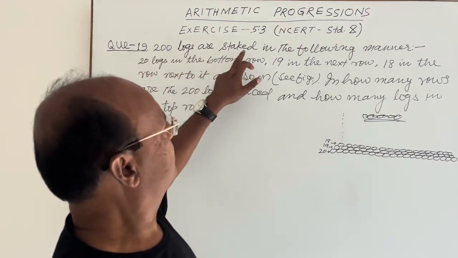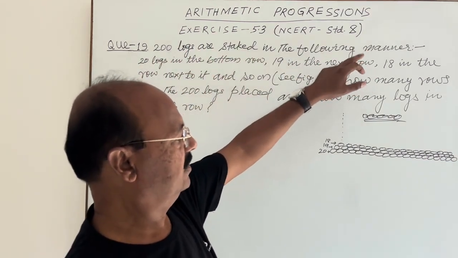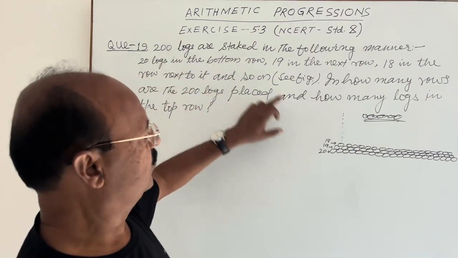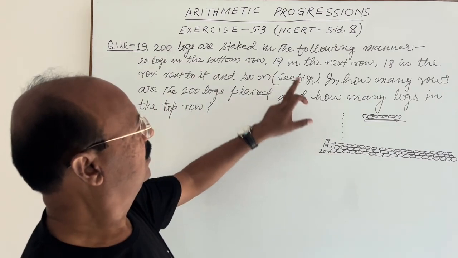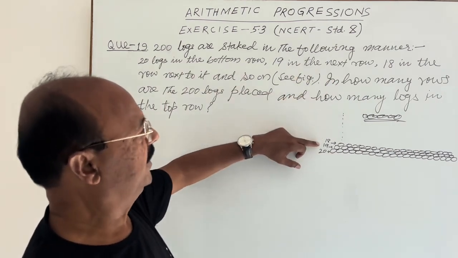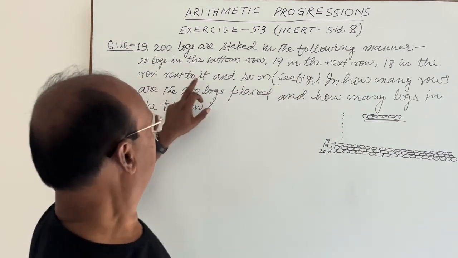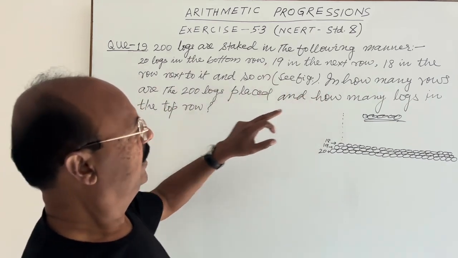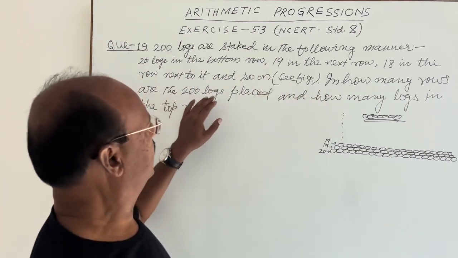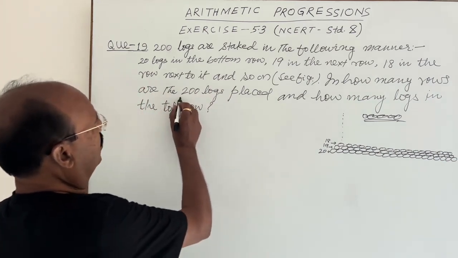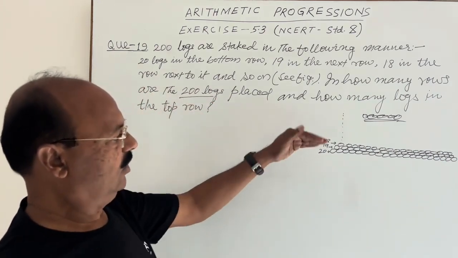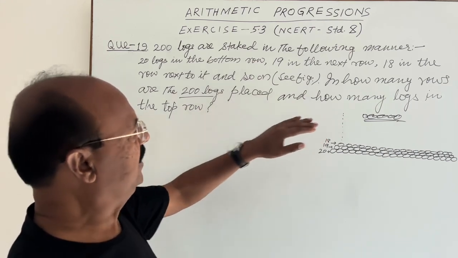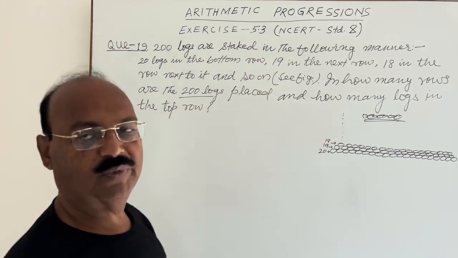200 logs are stacked in the following manner. The pattern is given here: 20 logs in the bottom row, 19 in the next row, 18 in the row next to it, and so on. In how many rows are the 200 logs placed, and how many logs are in the top row?